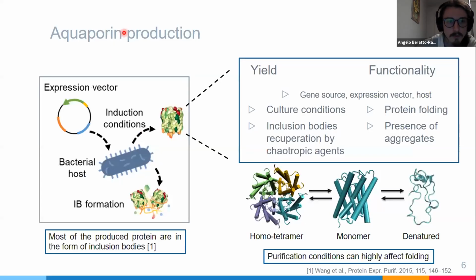Now, for aquaporin production, it is important to keep in mind 2 concepts, which are yield of production and functionality of the protein. These 2 depend on multiple factors. Some of them are a little bit out of the scope of this conference, but include the gene source, the expression vector, which contains the expression modulators for the protein, the bacterial host, the induction, and the culture conditions. I just want to highlight that sometimes a high production yield implies poor functionality.